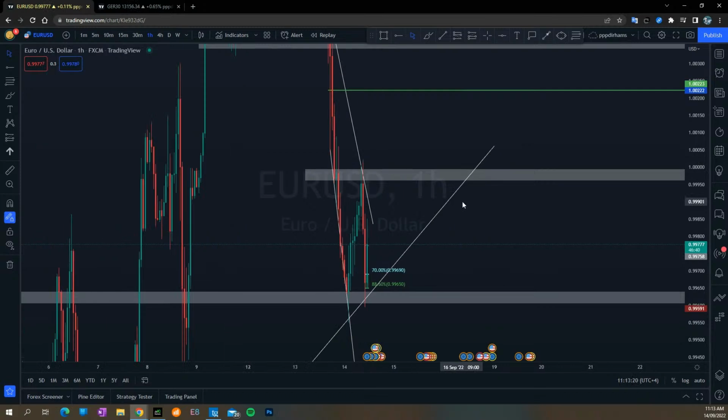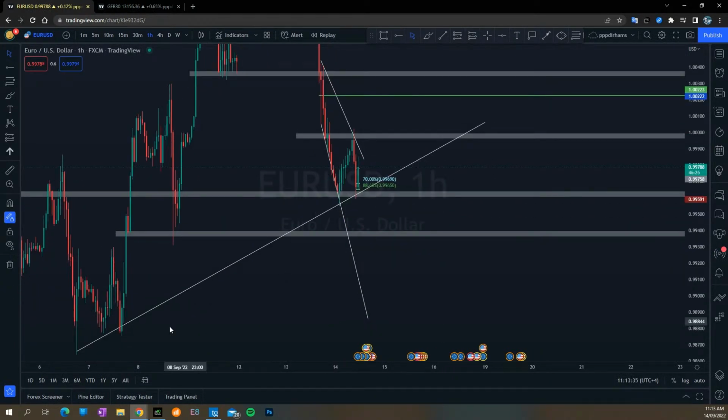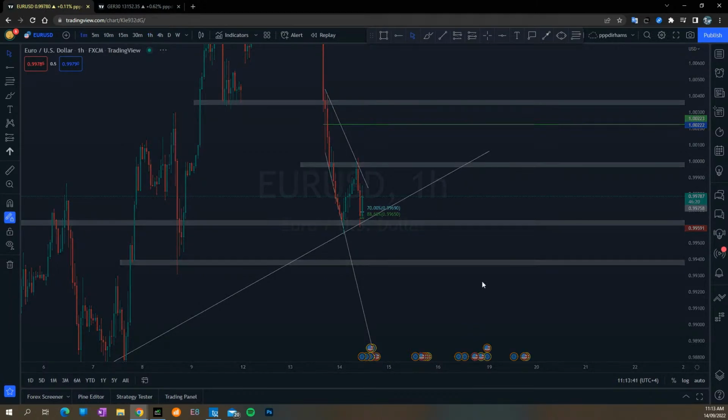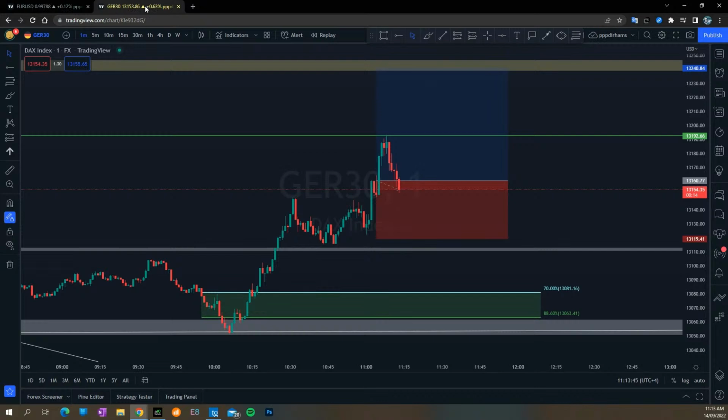The Euro USD, could 1 hour be heading lower to retest this area? Could it be heading to retest this area? Could it? I'm only in this trade because I have a lot of confirmations and I'm good. If it goes down, slips lower, fine. I'm good with it. German index. Hello, sir. What are you doing?